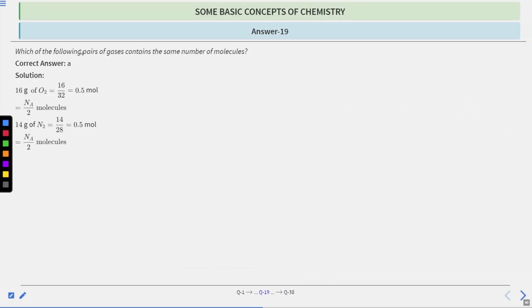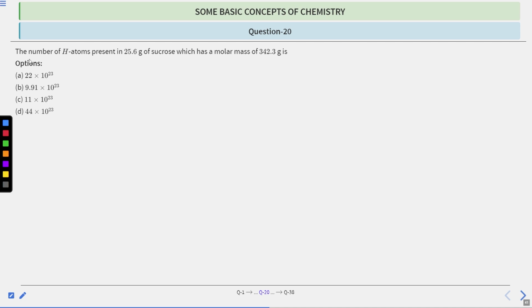Okay, so the correct answer will be option A. How? Let's see. 16 gram of O2 will be equal to 16 divided by molar mass, that is 32, which is equal to 0.5 mole. That is Na by 2 molecules. So 14 gram of N2 will be equal to 14 divided by 28, that is 0.5 mole. That is Na by 2 molecules. So hence option A will be the correct option.